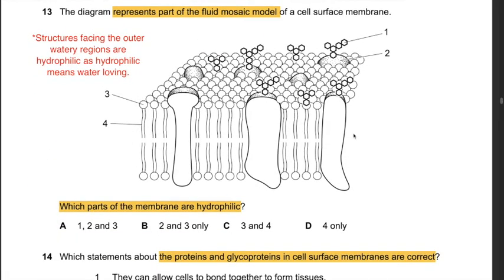Question 13. The diagram represents part of the fluid mosaic model of a cell surface membrane. Which parts of the membrane are hydrophilic? Structures facing the outer watery regions are hydrophilic, as hydrophilic means water loving. Therefore, if we go to the answers, structures 1, 2 and 3 are hydrophilic as they point out towards the watery surroundings. Whereas structure 4 is hydrophobic because it is protected from the watery surroundings.